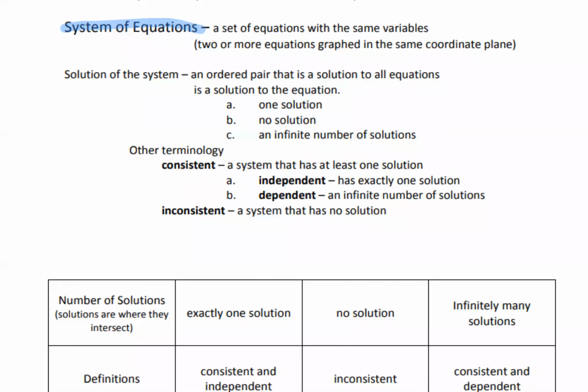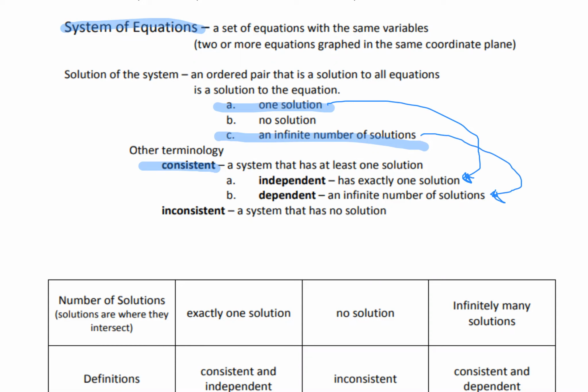So with that in mind, we have a little bit of terminology here. One is consistent. That's a system that has at least one solution. So one solution and infinite solutions are what's known as consistent. Now to add to that, if you have one solution, you're known as independent. So consistent and independent. If you have infinite, you're dependent. Right? So just a little bit of vocab there.